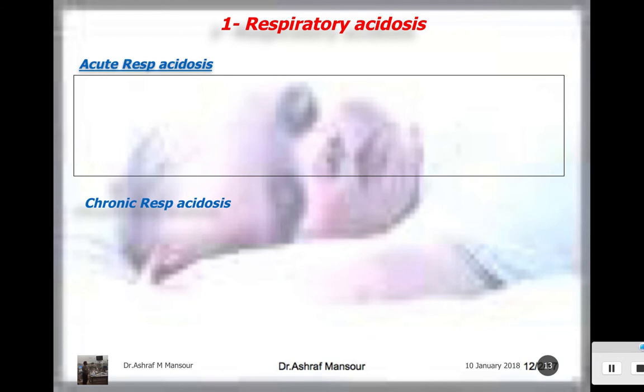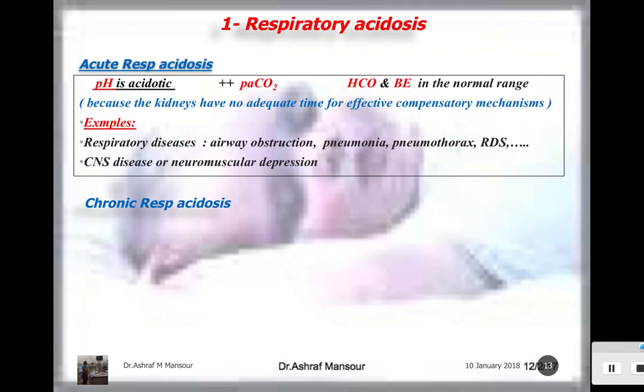Respiratory acidosis: when we diagnose, we have to look for the compensation. So there are two types of respiratory acidosis, either acute respiratory acidosis or chronic respiratory acidosis. In the acute type, the pH will be acidotic because the PCO2 will be high, but here you will find that the bicarb and the base excess will be in the normal range because it is acute and there is no adequate time for effective compensation.